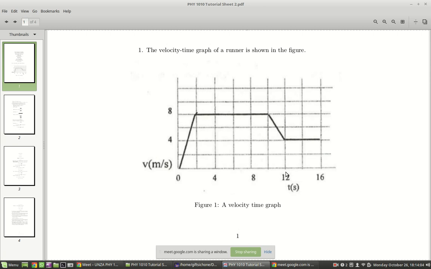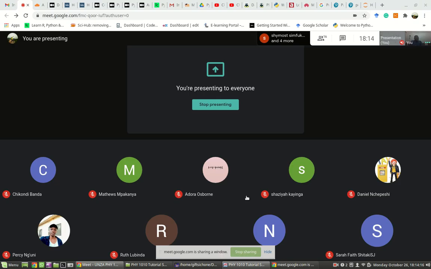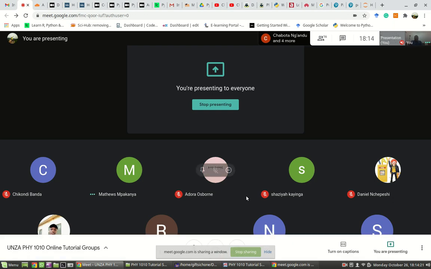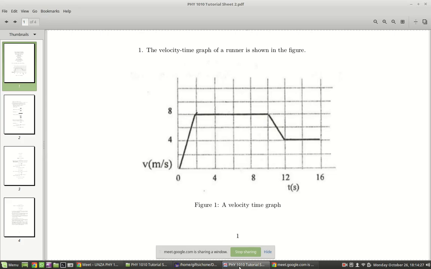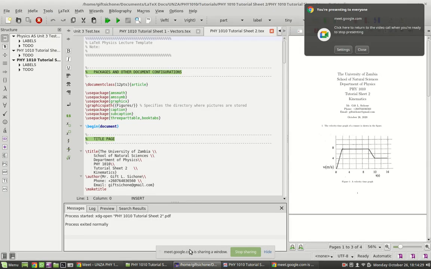Then from 12 seconds to 16 seconds, that is also something which looks like a square or a triangle or a rectangle, basically. Okay? Is that clear? Yes. So that's how we're going to proceed. We're going to work out the areas in sections. Okay?